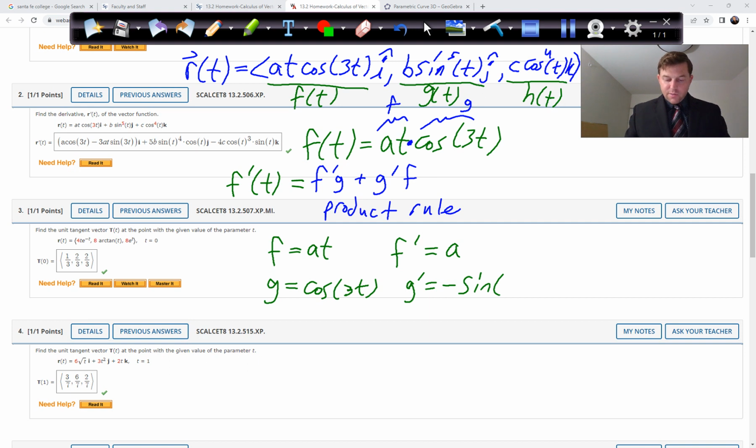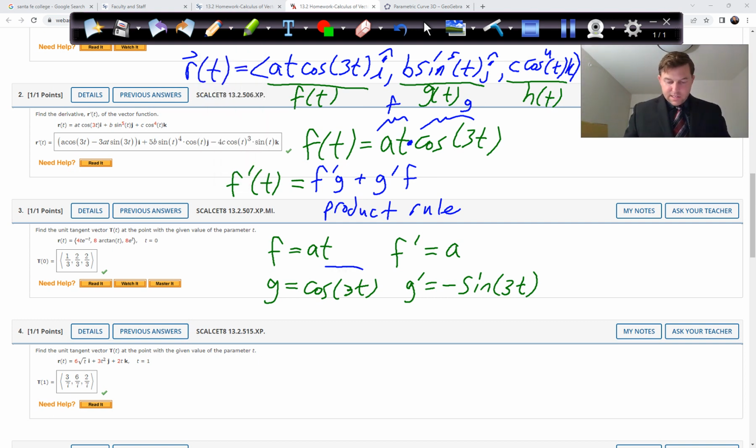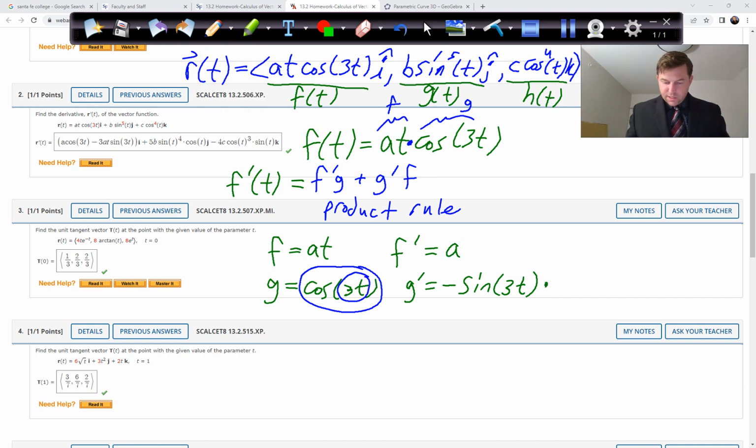And whatever the argument is, you leave it the same. So if it's cosine 3t, it's sine of 3t. But, boy, there's a lot of review on this one. That's the derivative of the outside. Then we have to do the derivative of the inside, which would be the derivative of 3t. So this whole thing is times the derivative of 3t, which is 3. And that's called chain rule.